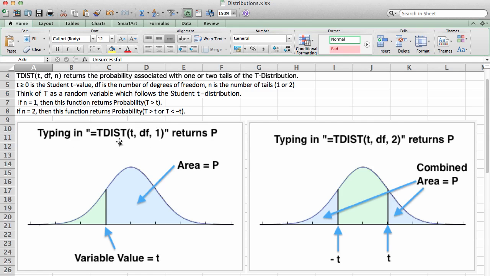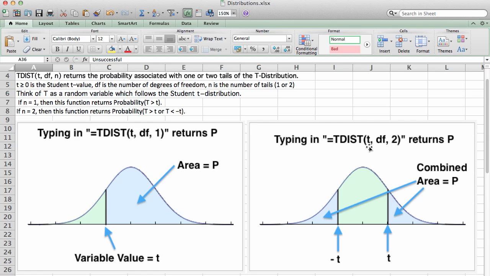In the one-tail mode, if you type TDist, open parenthesis, t, comma, the degrees of freedom, comma 1, the 1 stands for one tail. What this will do is return for you the area under the student t distribution to the right of the value t that you give it. So it's returning a single right tail in a student t distribution.